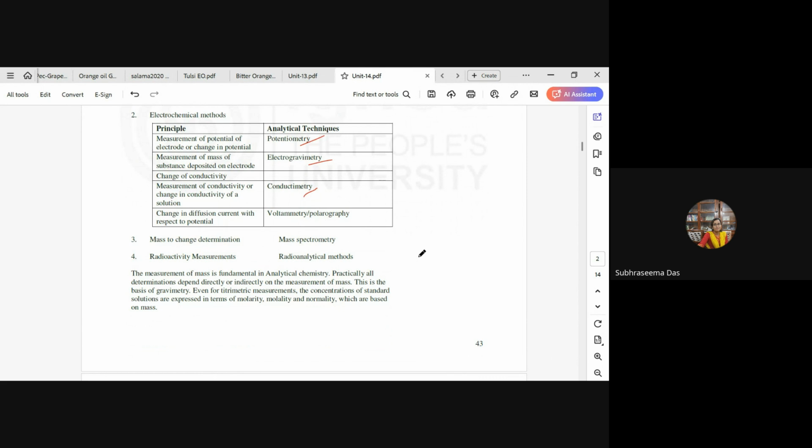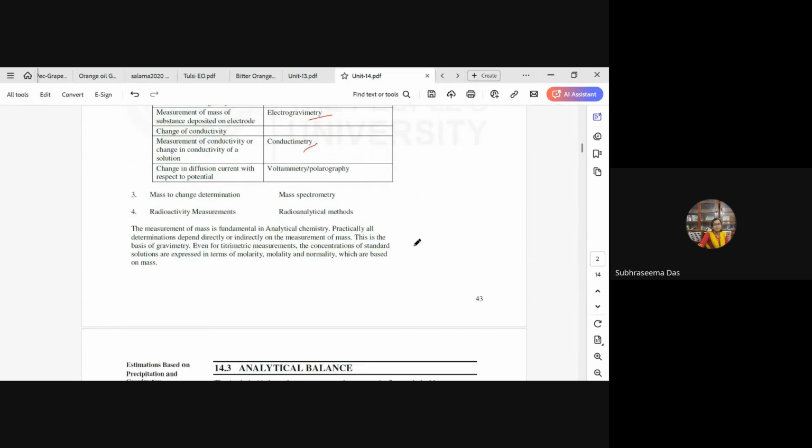Then we can also study the mass to charge determination, which is done by mass spectrometry, and the radioactive measurements, which are called the radioanalytical methods. So the measurement of mass is fundamental in analytical chemistry. All measurements depend directly or indirectly on the mass of the substance. So this forms the basis of gravimetry. Now even for titrimetric measurements, the concentrations of standard solutions are expressed in terms of molarity, molality, or normality. But as we know, these three terms also include the mass.